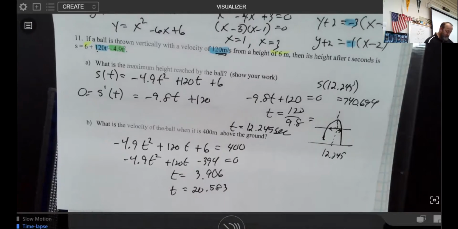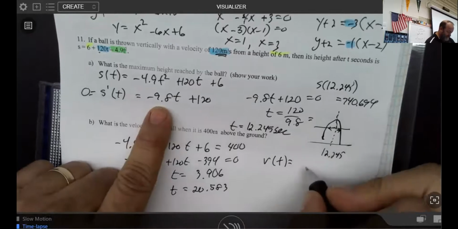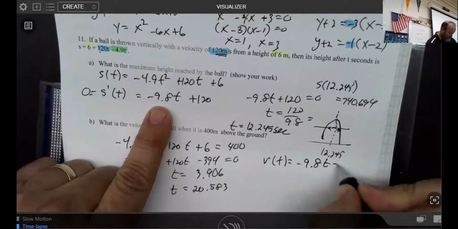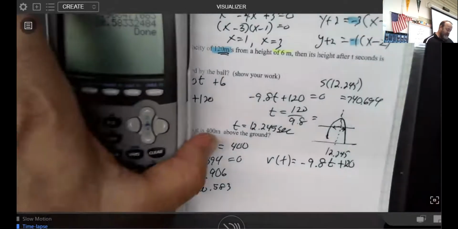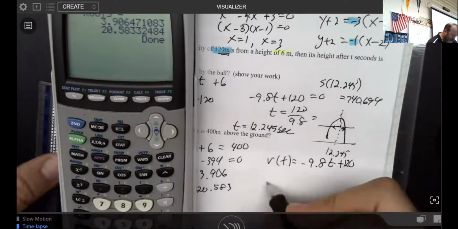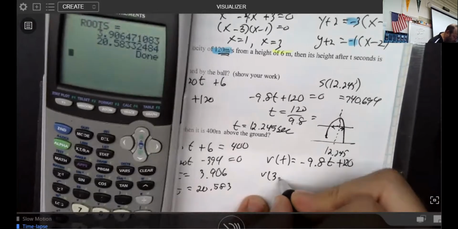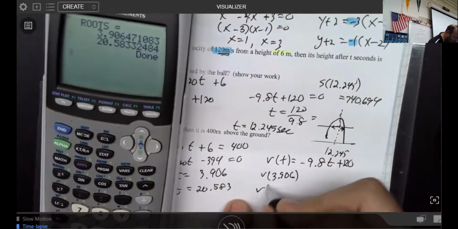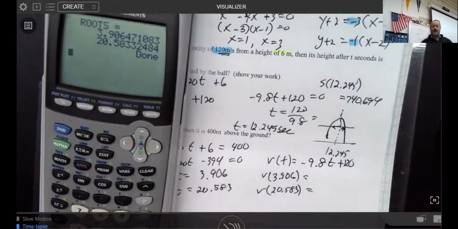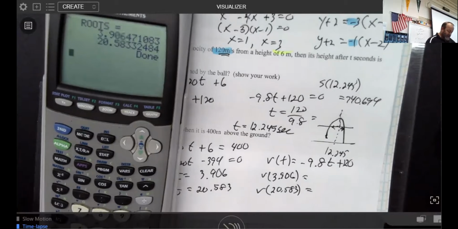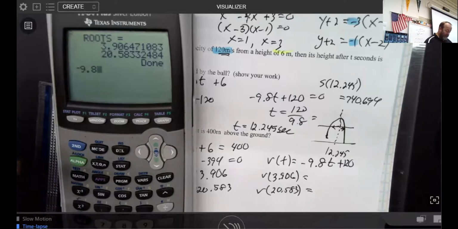It doesn't actually stop there, because now I know when it happened, but I don't know the velocity. So I need to take my velocity function, which I had up here, and these two values. I know the velocity at 3.906, and I need the velocity at 20.583. You should know that those two values should have the same speed. And I know that my calculator stores them as letter E and letter F.